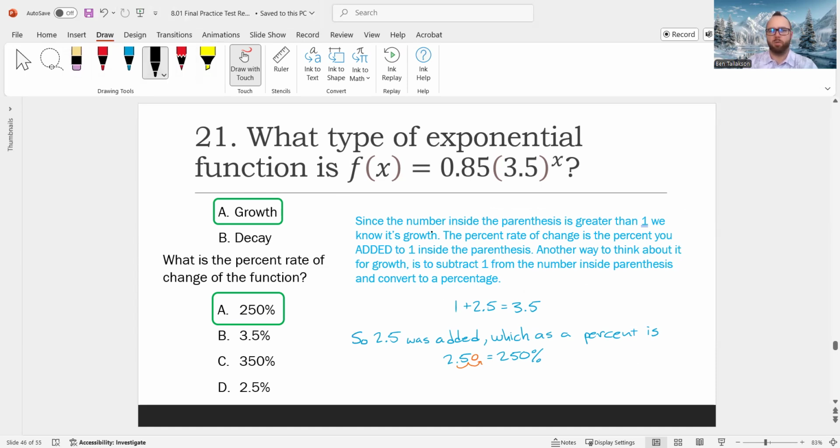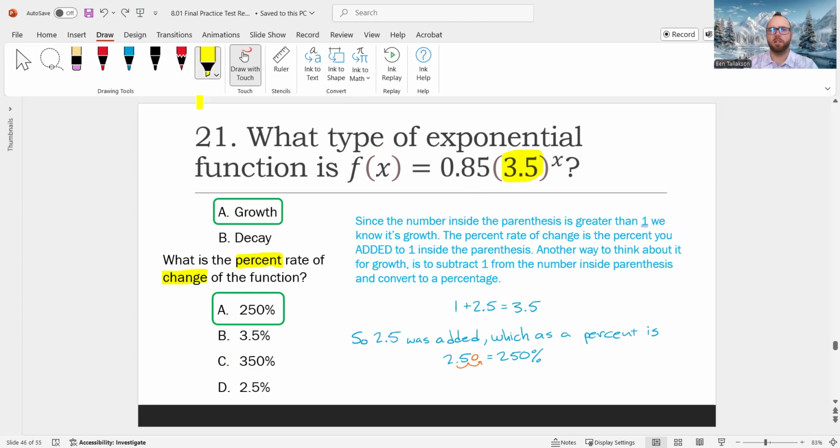We already talked about why it's growth, but what was the actual percent rate of change? So we're looking for a percent and we're looking for how much it changed. Now, the most common mistake is people see this as 3.5 right now and they go, oh, it's 3.5. I know as a percent, I move that decimal over two spaces, that's 350%.